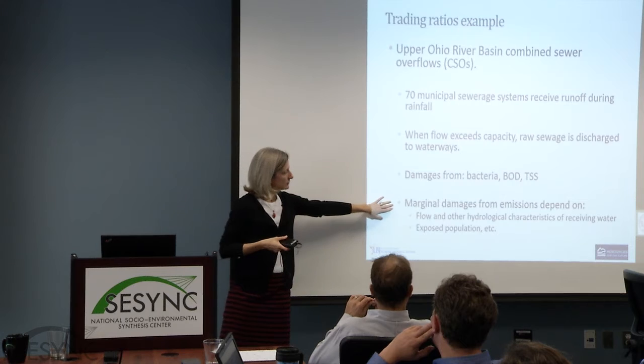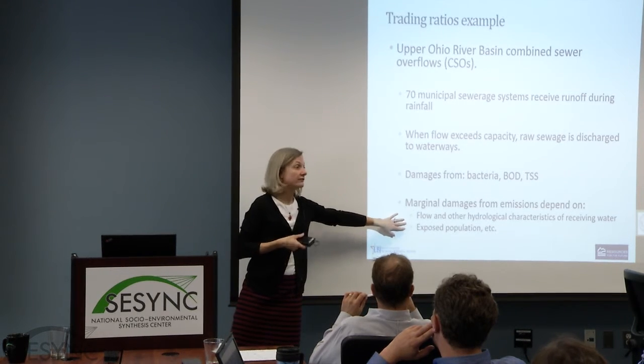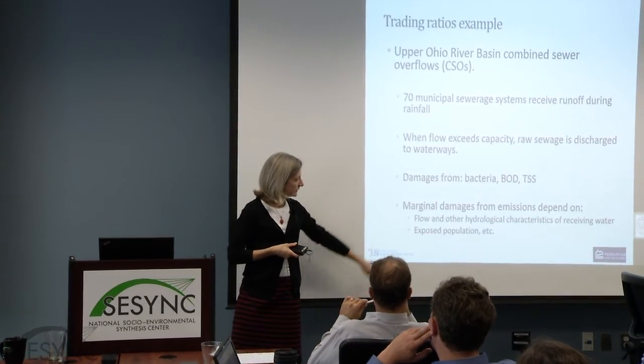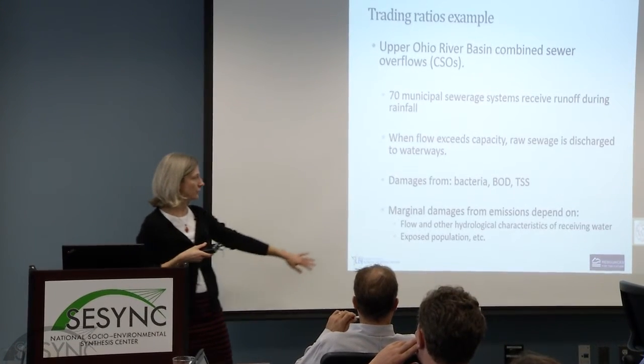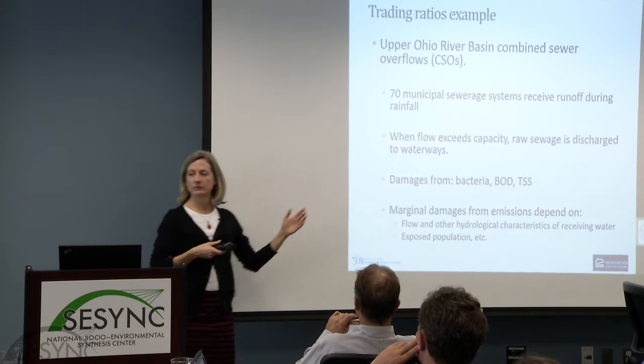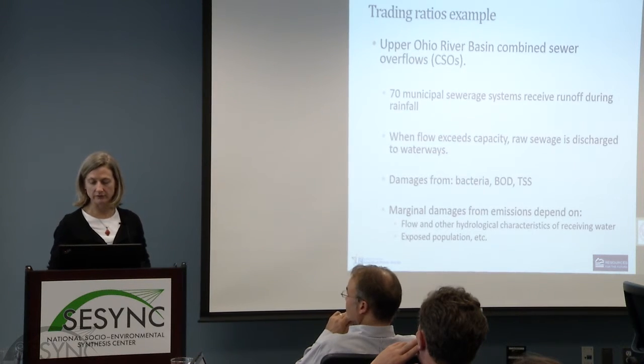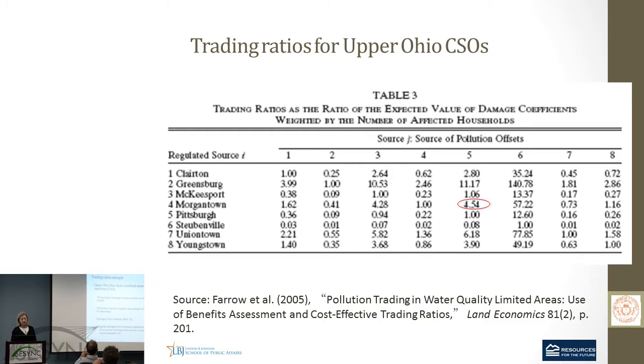And so the marginal damages from these depend on, in their simplified model, right? Somebody asked earlier what goes into that. Again, the flow and some other hydrological characteristics of the receiving water, as well as the exposed population. Okay, so are we talking about big cities or rural areas and so on? And so what they do is they set up this system of exchange rates.